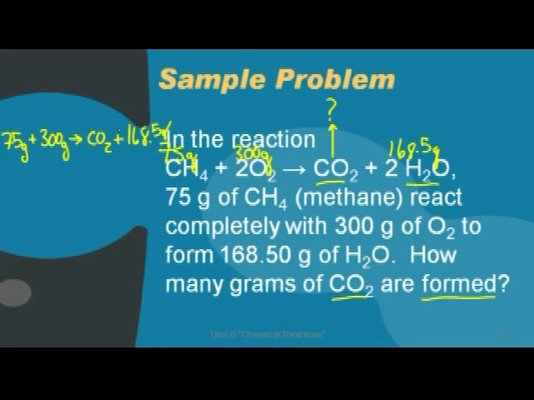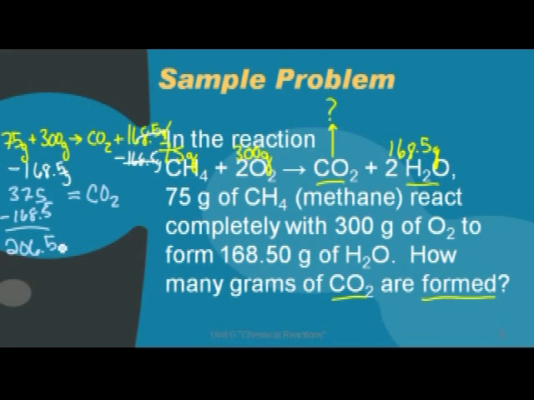Just as we would in math class, we want to get carbon dioxide by itself, so we want to subtract both sides of our equation by 168.5 grams. And we find that carbon dioxide is equal to 206.5 grams.